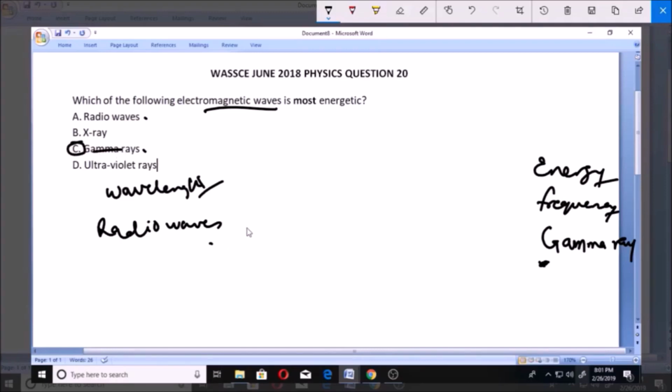So you have radio waves. After radio waves, you have what we call microwaves. After microwaves, you have other forms of waves like the infrared, the visible light, the ultraviolet, the X-ray, and other ones. So the answer is gamma rays.